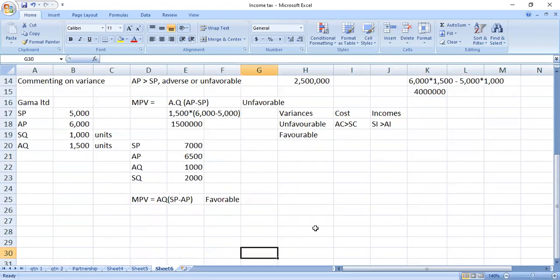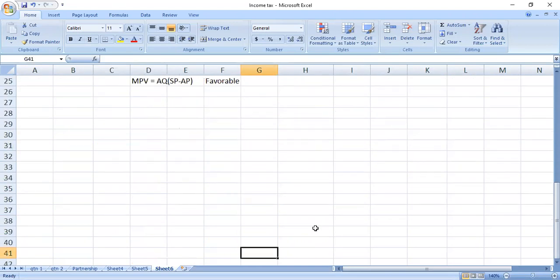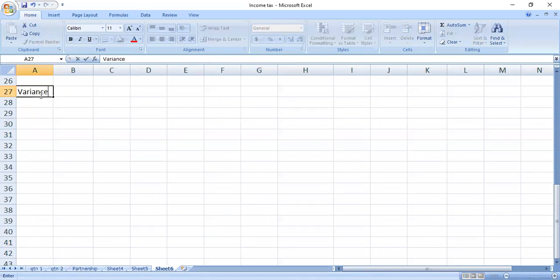Let me just restart here the comment on the variances. Variances, we are commenting, okay? We are saying when is it unfavorable? And I'm saying for cost expenses that we incur, it is unfavorable if you're spending more than what you had budgeted for.